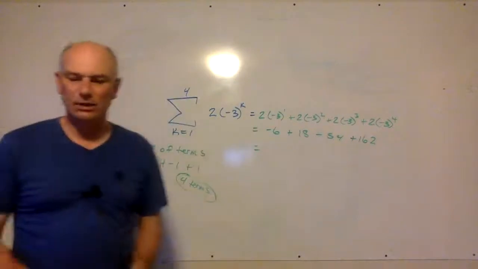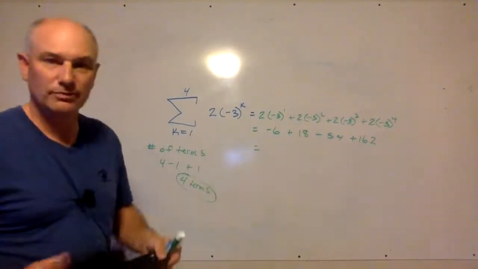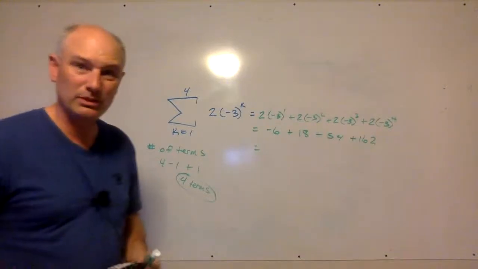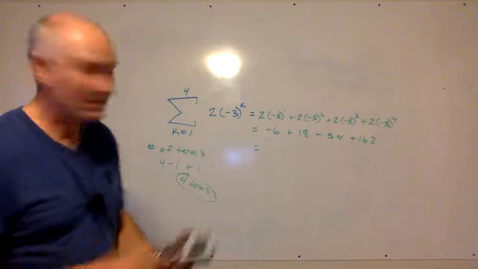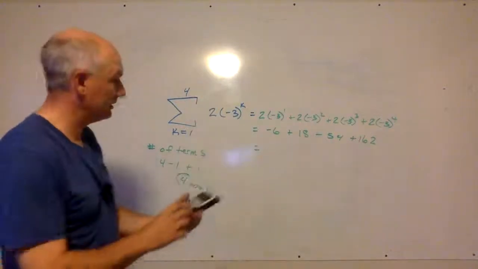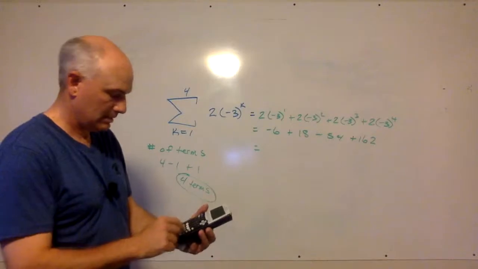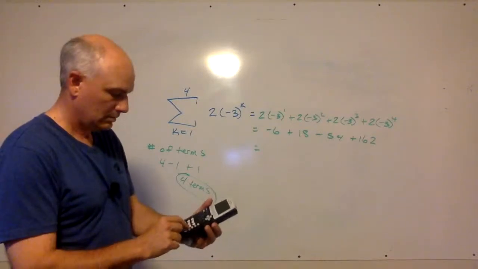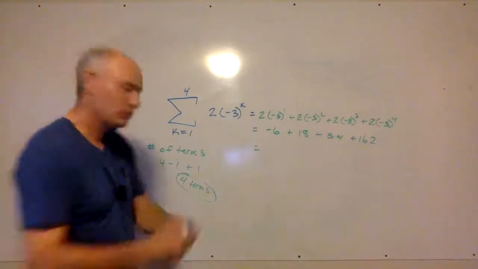I'm probably going to go to a calculator here just because those numbers are fairly large, especially when you start getting up into triple digits. Trying to add mentally isn't quite the easiest. So I'm going to go ahead and grab my calculator here. So negative 6 plus 18 minus 54 plus 162, and I get a total of 120.